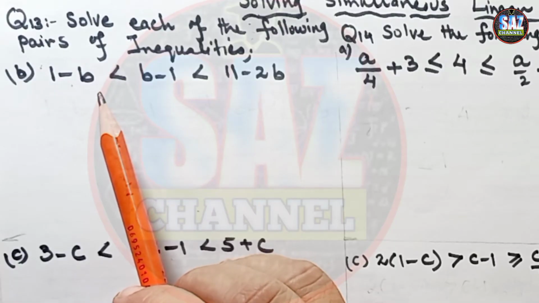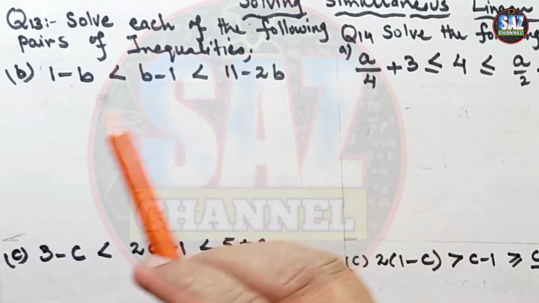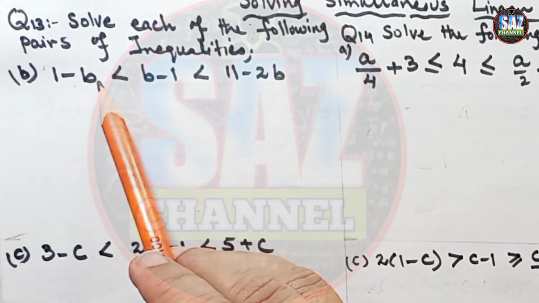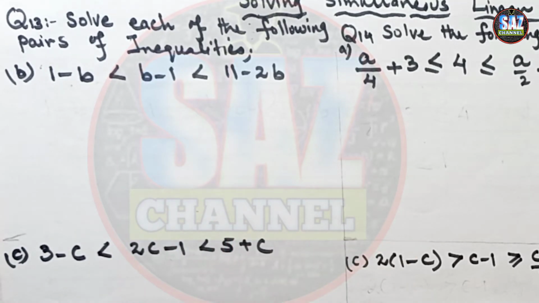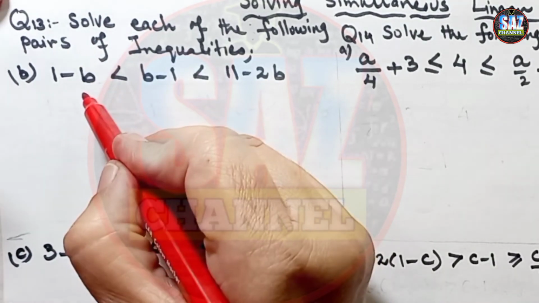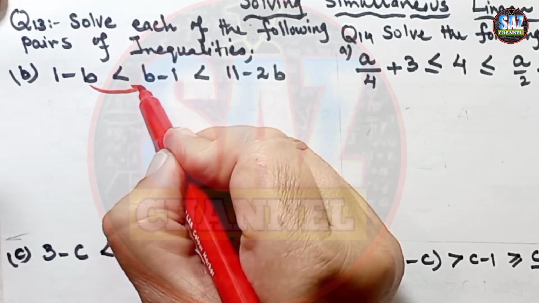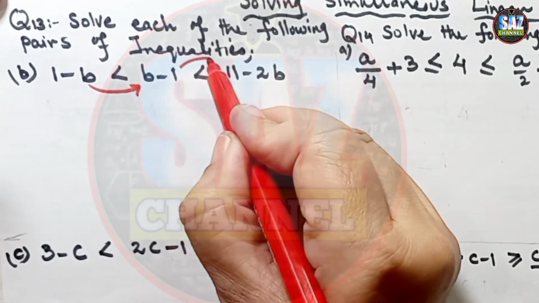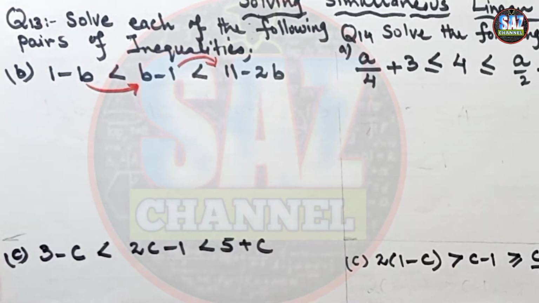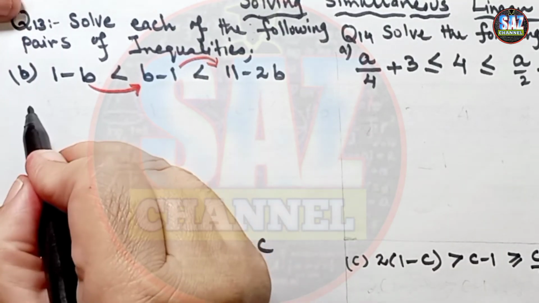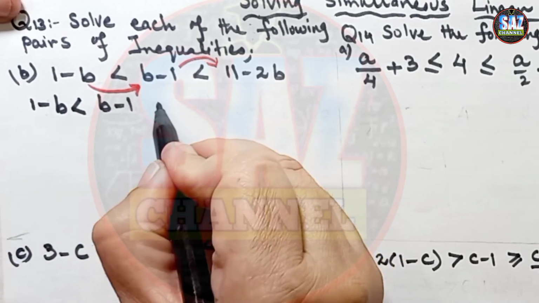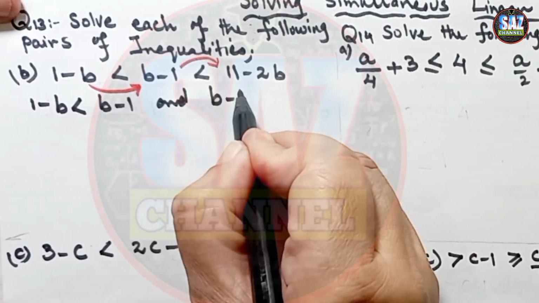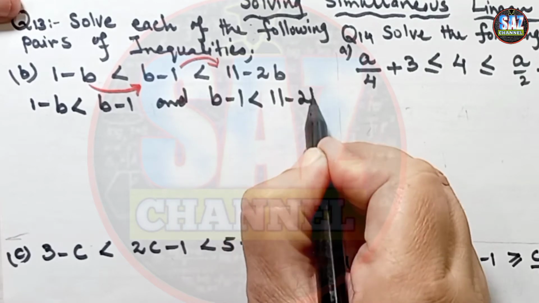The question says: solve the following pairs of inequalities. The second part of the question is 1 minus b is less than b minus 1 is less than 11 minus 2b. In order to solve this inequality, first of all, I have to break up the inequality into two parts: 1 minus b is less than b minus 1, and b minus 1 is less than 11 minus 2b.